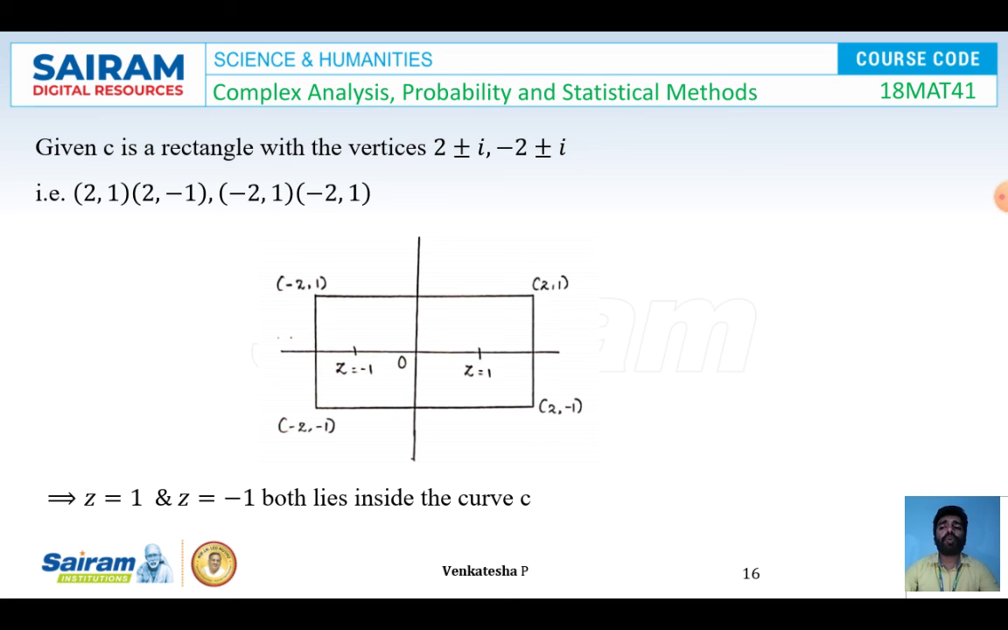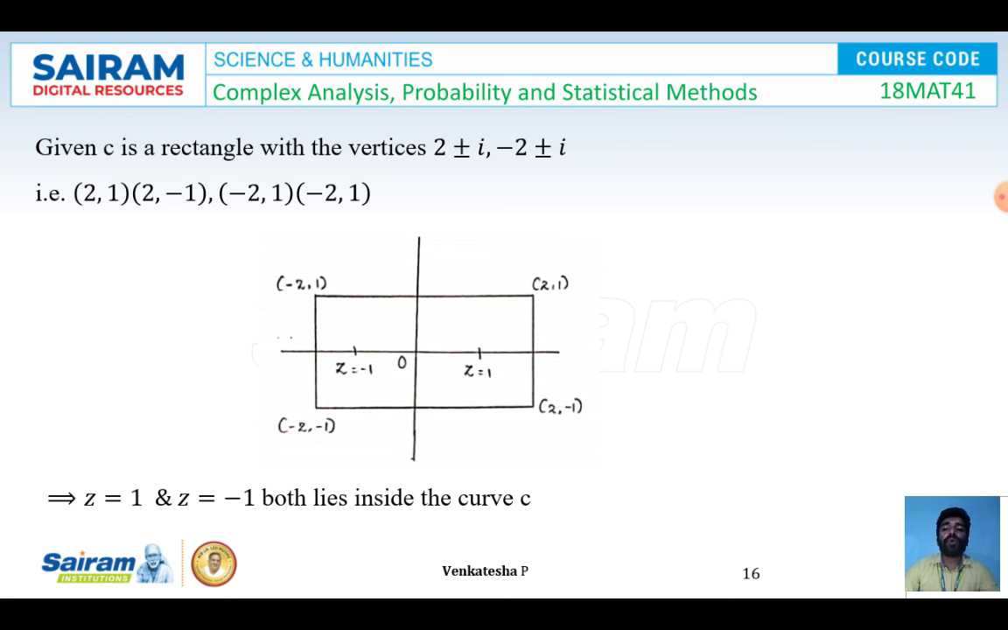So now I'm going to plot the C curve with the vertices 2 plus or minus i and minus 2 plus or minus i. So 2 plus or minus i in the sense x comma y is 2 comma 1, 2 comma minus 1, minus 2 plus or minus i in the sense the x comma y is minus 2 comma 1, minus 2 comma minus 1. So now I'm going to plot the rectangle with these vertices. So I'm taking an xy plane. The first point 2 comma 1 means it lies here. This is 2 comma 1 and this point will be minus 2 comma plus 1. This is minus 2 comma minus 1. This is 2 comma minus 1.